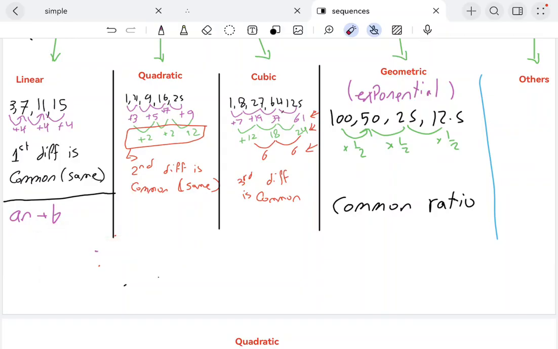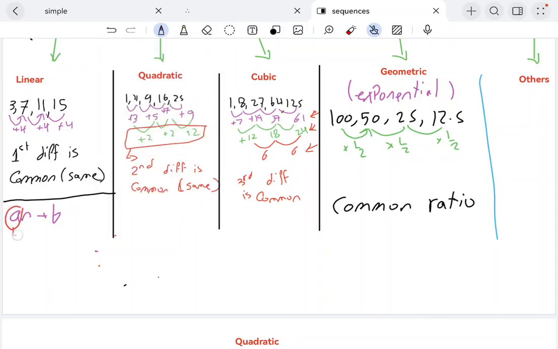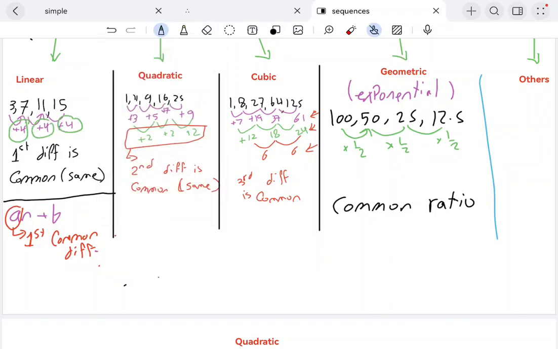Let's write it with a proper pen. So a here is going to be the first common difference. We said that the first difference is going to be common. Okay, can we do this for this example, teacher? Yes, for sure. As you see here, guys, what is the common difference? It's 4. So it's going to be 4n.